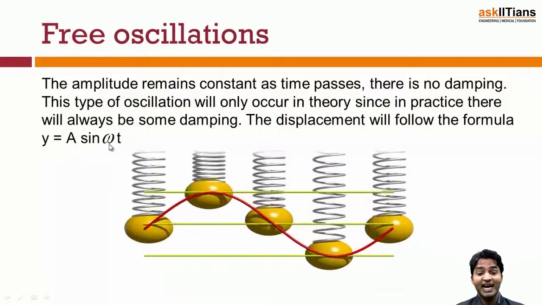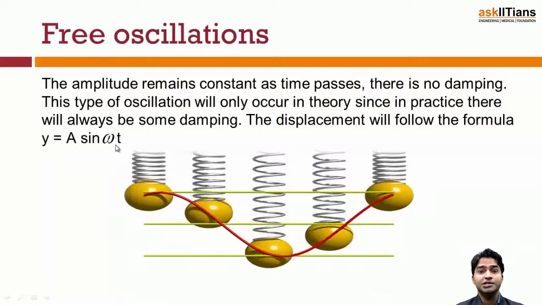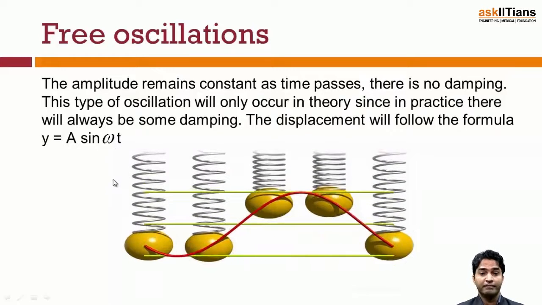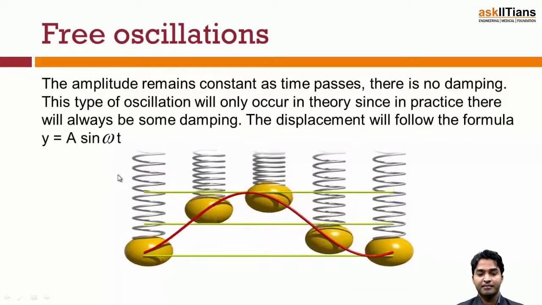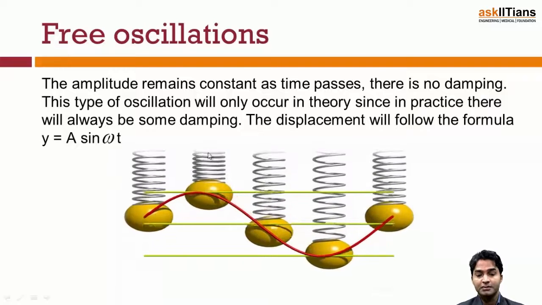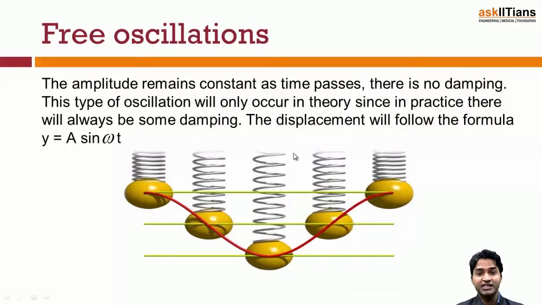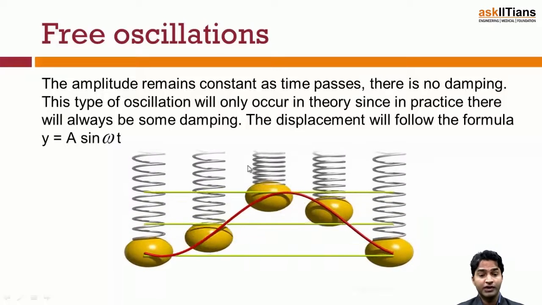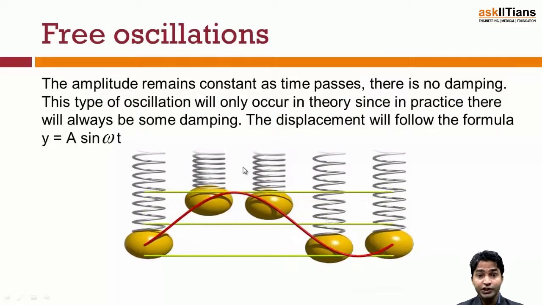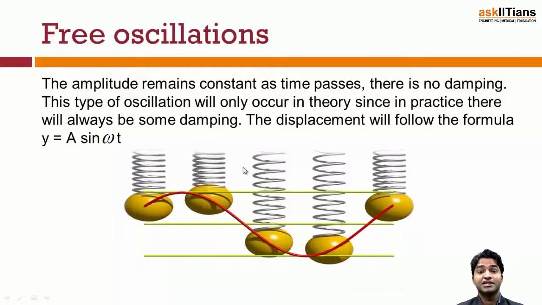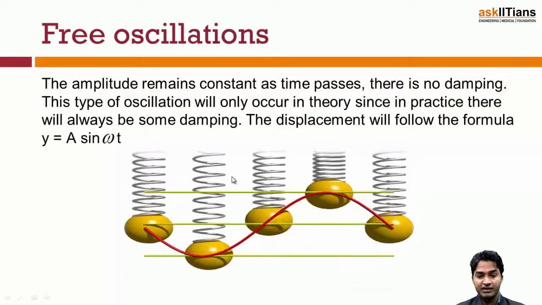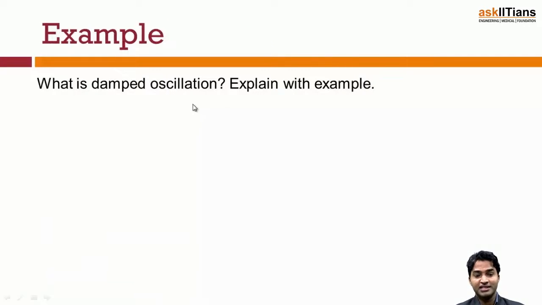y is the displacement at any time t. A is the maximum displacement, called the amplitude. sin is the operator. ω is the angular frequency. And t is the time instant. So we can say there are systems, spring 1, 2, 3, 4, 5. Actually, these are instances of the system. They execute free oscillation, where the amplitude is constant but the displacement changes with respect to time t, and it possesses some frequency. Now we will come to discuss the example involved in damped oscillation.